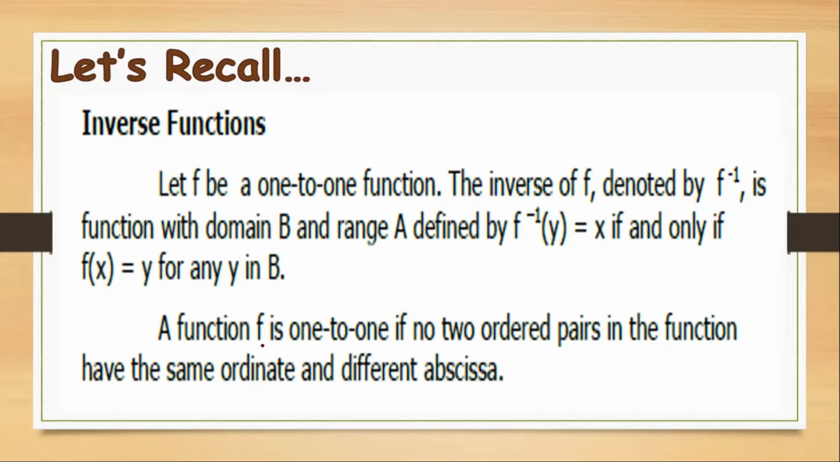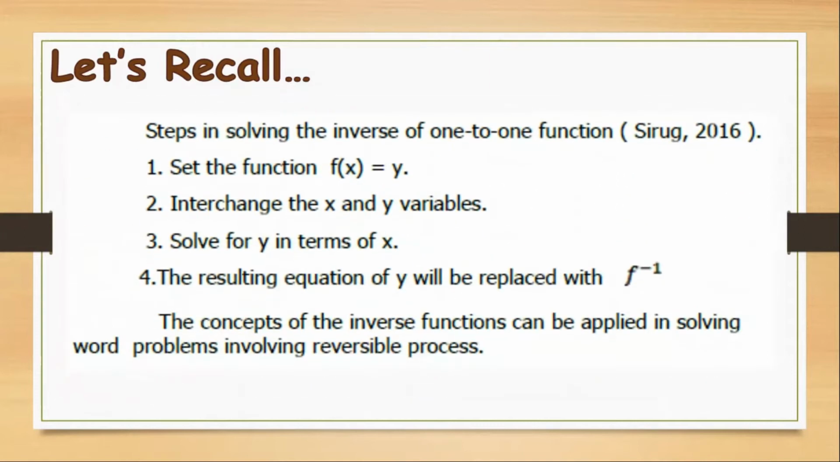So a function f is one-to-one if no two ordered pairs in the function have the same ordinate and different abscissa. We have already discussed this in our past lesson, so let's just go to the steps in problem solving.